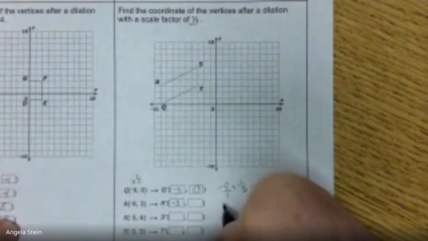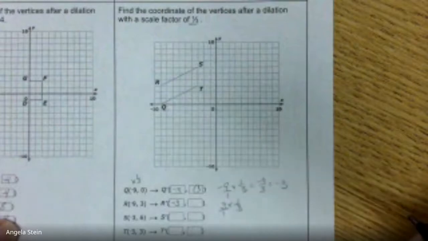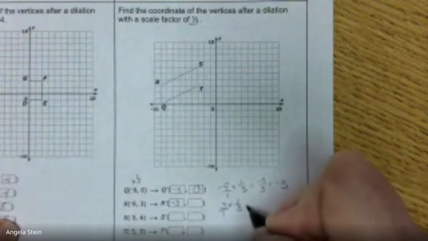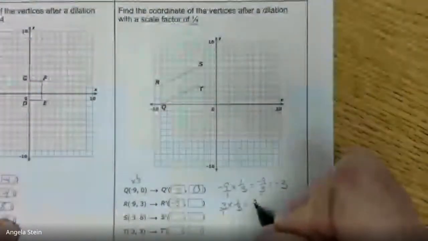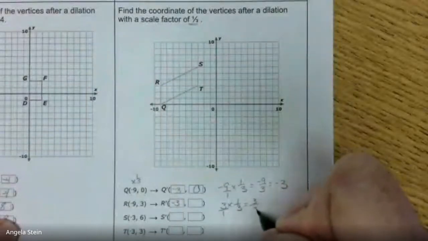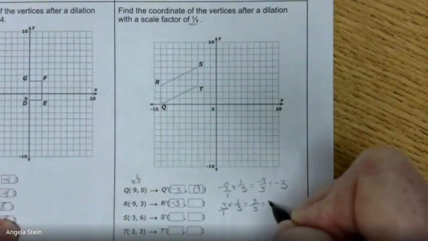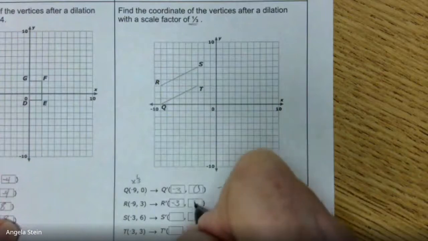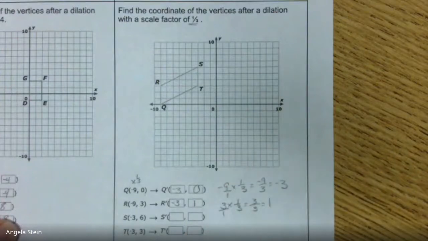Now I have 3. So 3 times 1/3. Remember, that's 3 over 1 times 1/3. Straight across. 3 times 1 is 3. 1 times 3 is 3. 3 divided by 3 is 1. Up next, we have -3 instead of 3. Well, that would just mean that it's going to be a -1.